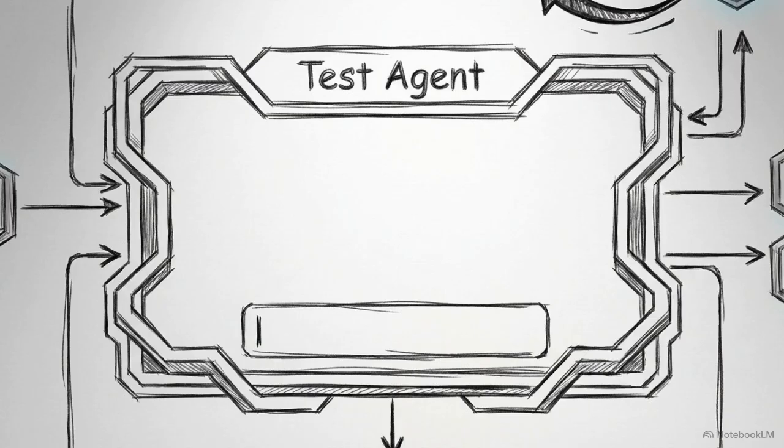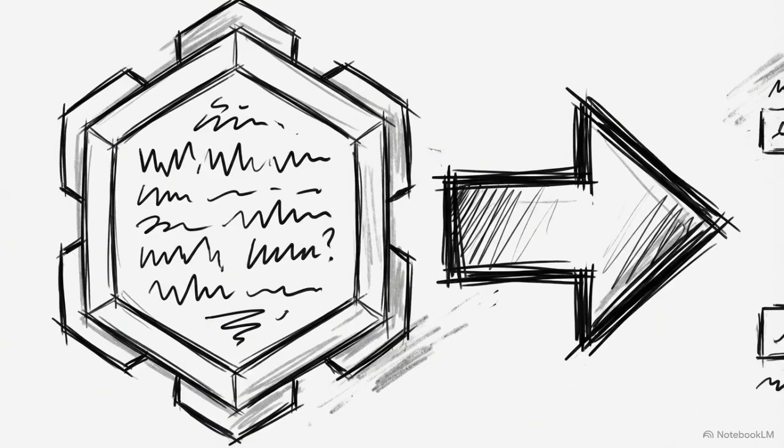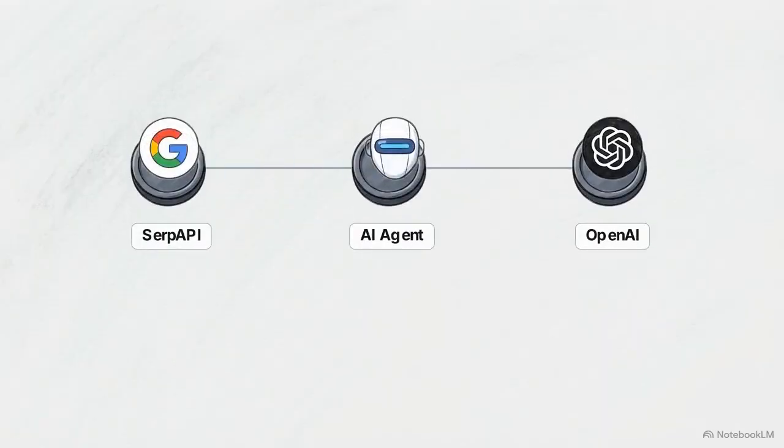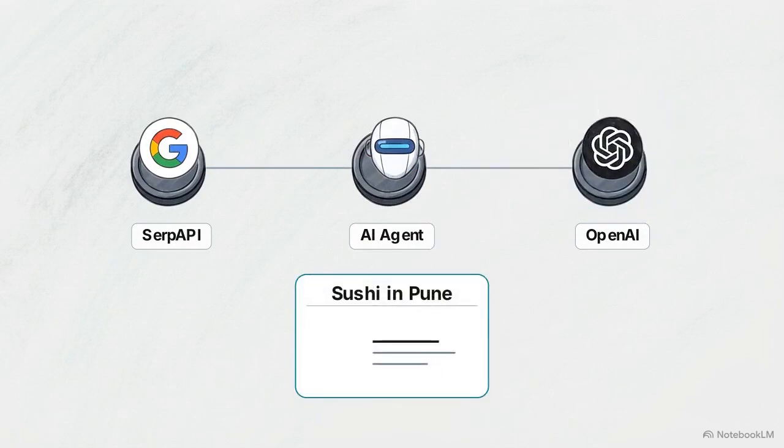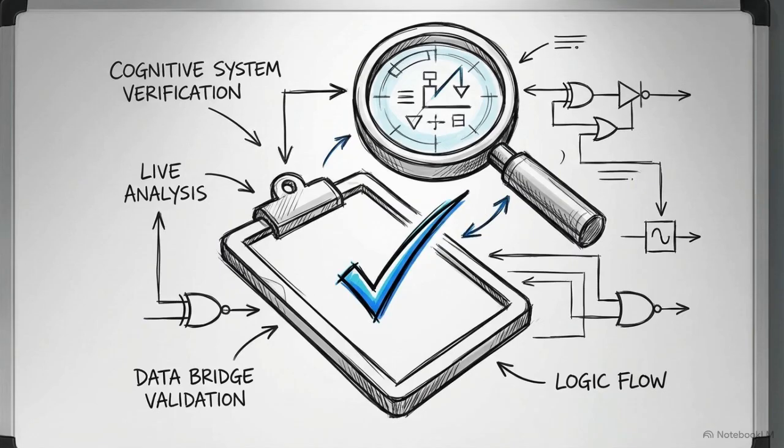Let's open the N8N chat interface to run our initial test. Ask the agent to find the best sushi restaurants in Pune. In real time, the agent pings SERP API, routes those search findings to OpenAI for reasoning, and outputs the curated list to your screen. Let's run a second test for accuracy.